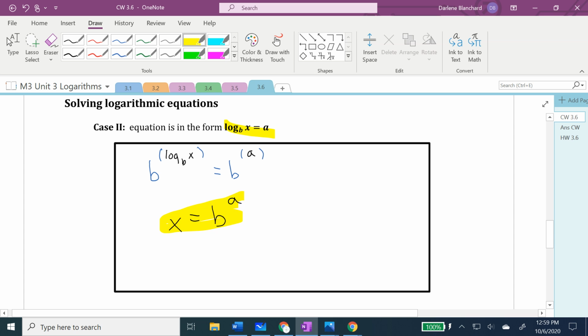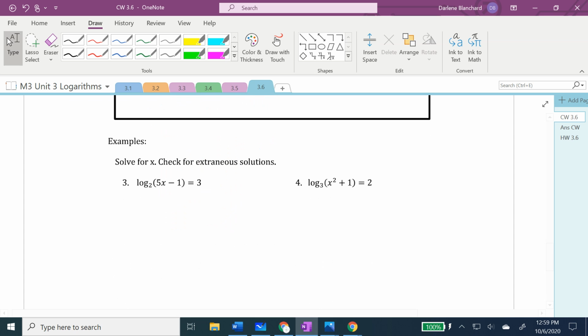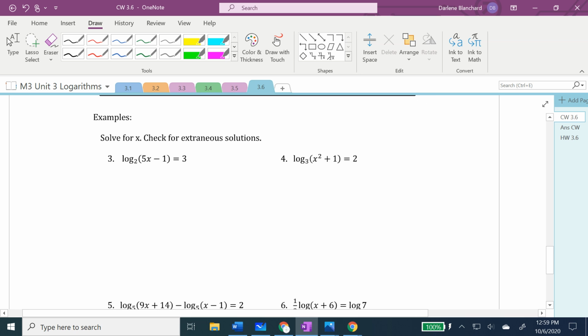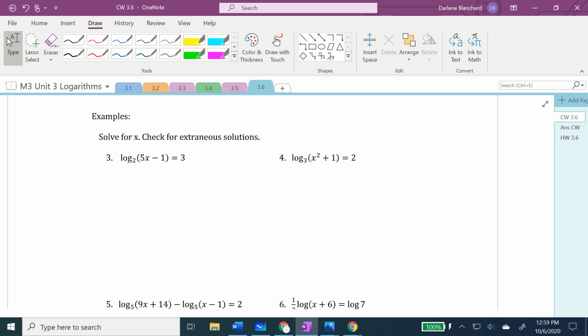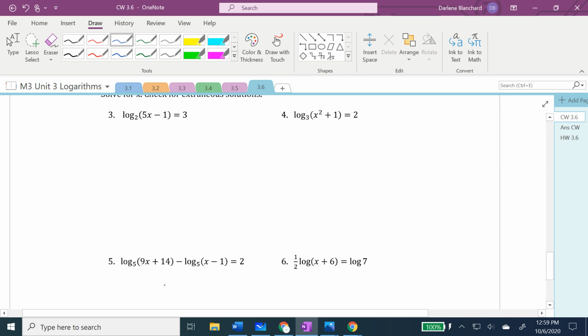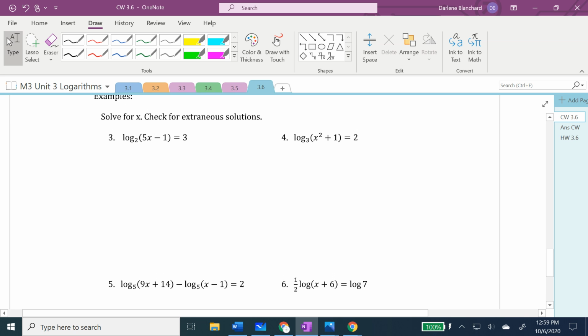All right, now let's solve some equations. For the first problem here, number 3, I want you to see that I have everything inside of that logarithm on the left side. Compared to 5 and 6, I have a subtraction of 2 logarithms on 5. On number 6, I have a multiplication outside the logarithm. 3 and 4, I don't have either of those situations.